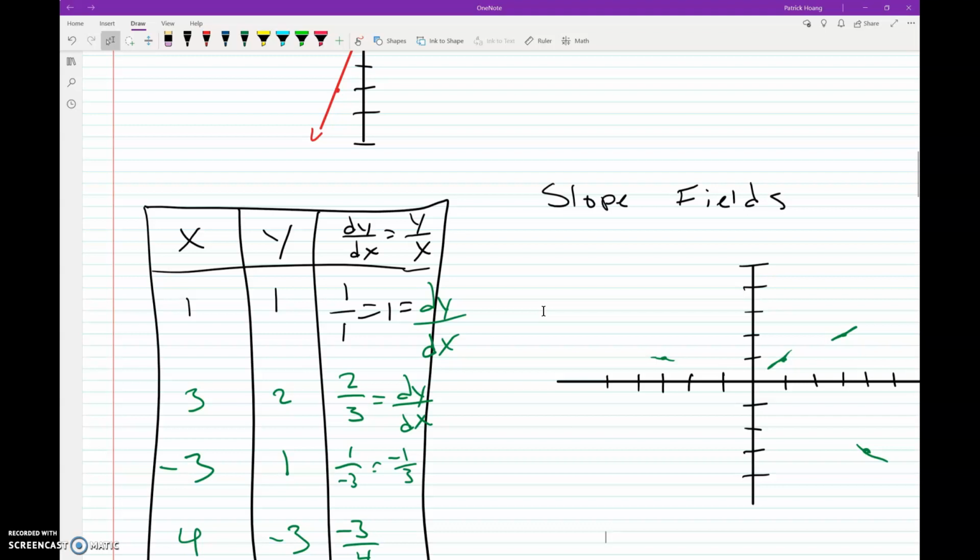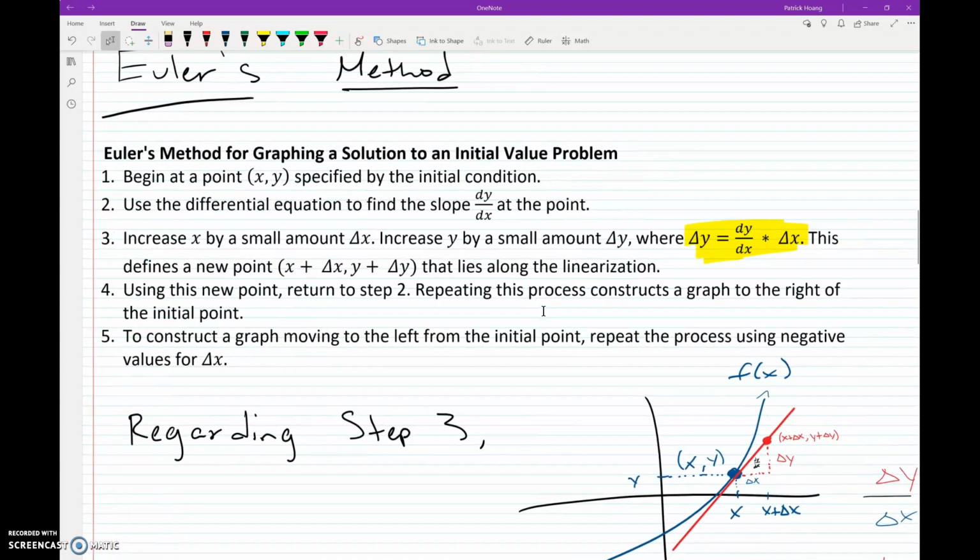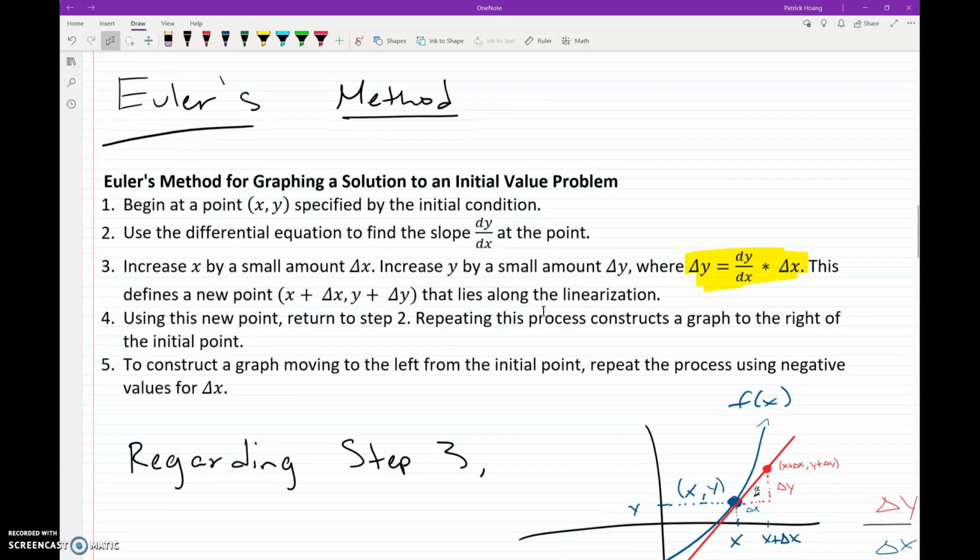Tied to slope fields and differential equations as a whole is Euler's method. So let me zoom out a little bit. It is connected to slope fields in that, let's say we can't solve a differential equation analytically. We don't have a method of solving it, but maybe we can approximate it. And that's what Euler's method is. This is taken directly from our textbook, so if you have a copy of our textbook, definitely look in chapter 7.1. But Euler's method is an iterative process. That means that you have to do it a ton of times in order to have an idea of the solution of the differential equation.